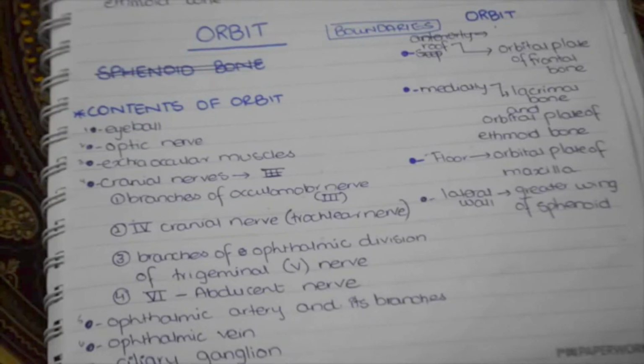So as you're taking time to revise it, as you're taking time to write it, I'm going to revise it. The contents of the orbit are the eyeball, the optic nerve, the extraocular muscles, the cranial nerves, the branches of the third cranial nerve, fourth cranial nerve itself, the fifth cranial nerve, ophthalmic division, the sixth cranial nerve, that is the abducent nerve. Why does the fourth and the sixth cranial nerve come here? I'm going to tell you in a bit while you write it. So the ophthalmic artery also comes in, and its branches, and the ophthalmic vein, the ciliary ganglion, and retrobulbar and orbital fascia.